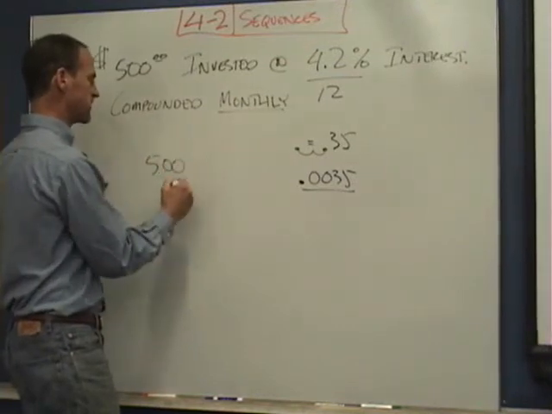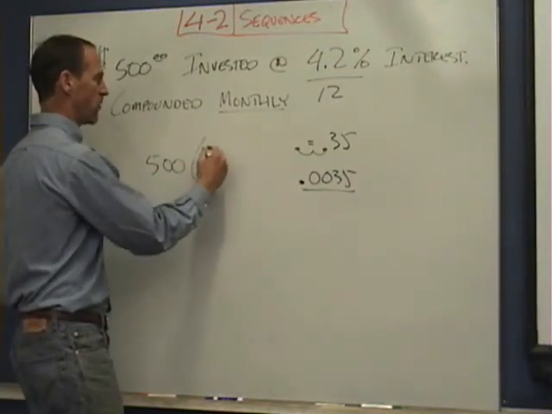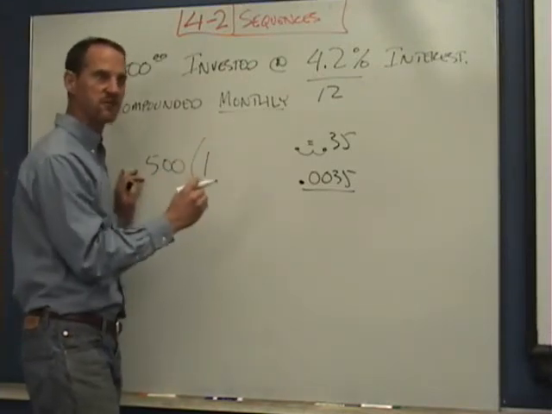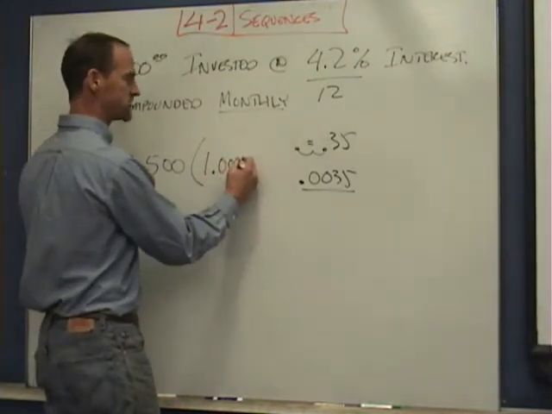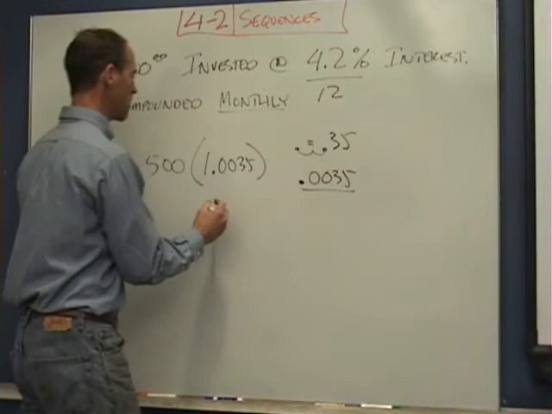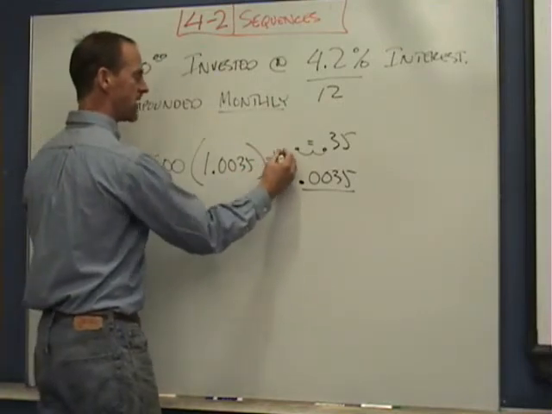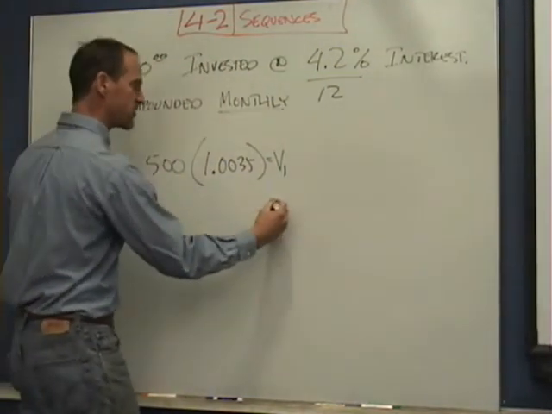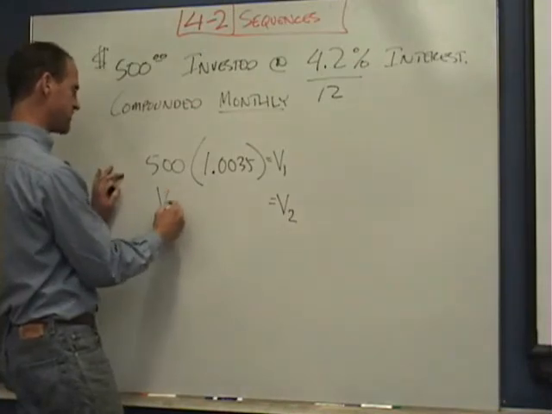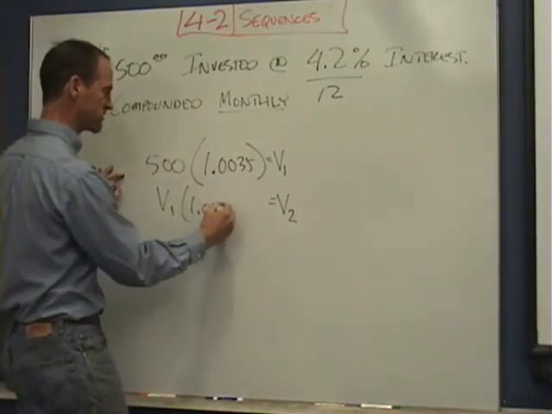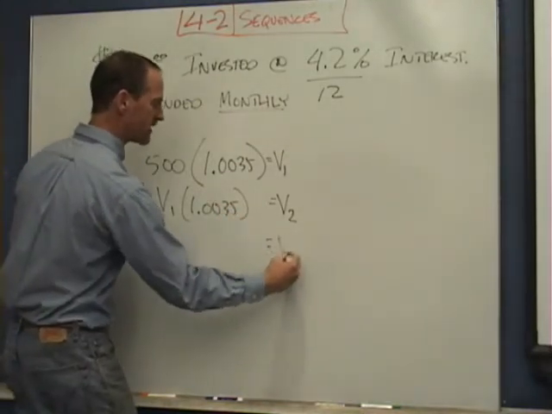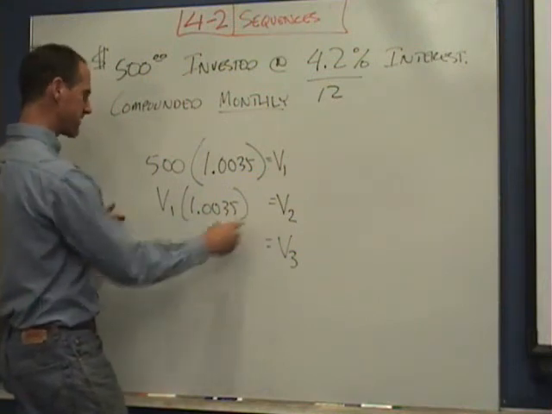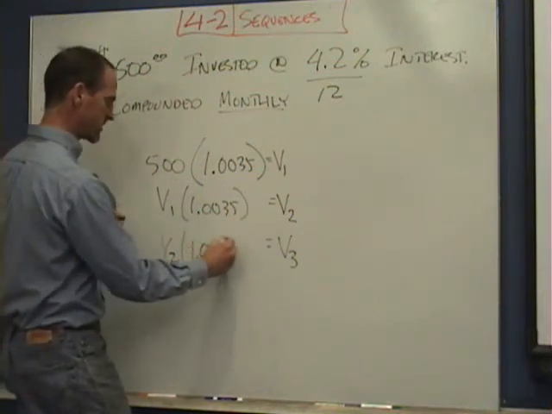So my original 500, I'm going to multiply that by 1, because I'll keep that original 500. You don't just lose all your money and get only the interest. You keep your 500 plus the interest amount right there. If I do that, that will give me my value at the end of 1 month. Then I'm going to find the value at the end of 2 months by taking the value at the end of 1 month and multiplying it by 1.0035. And I can find the value of my money at the end of 3 months by taking the value at the end of the 2nd month and multiplying that by 1.0035.